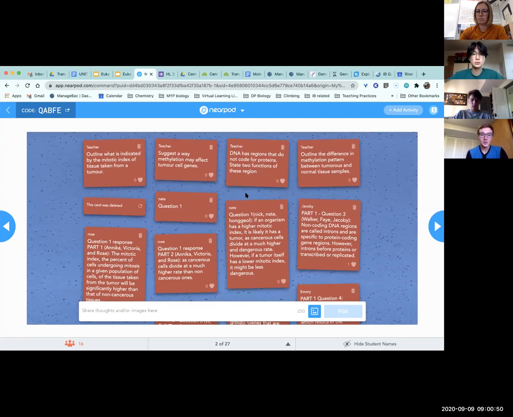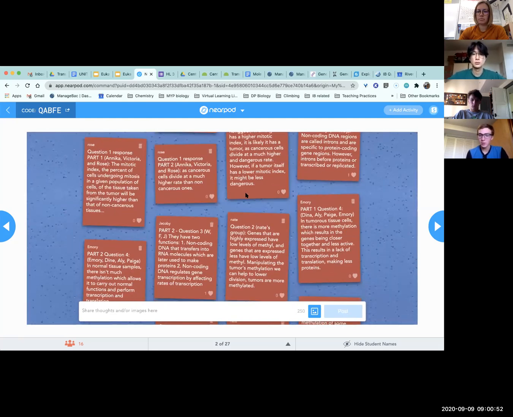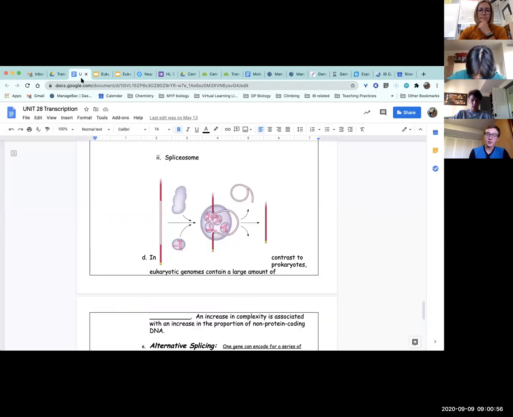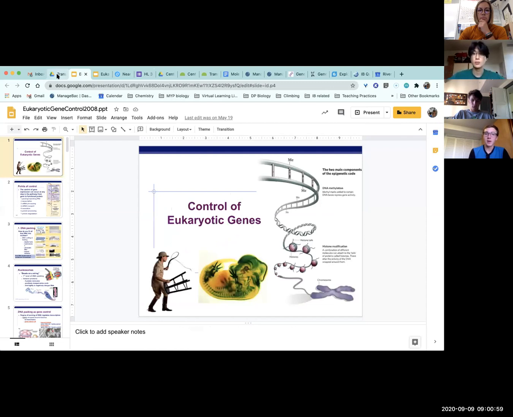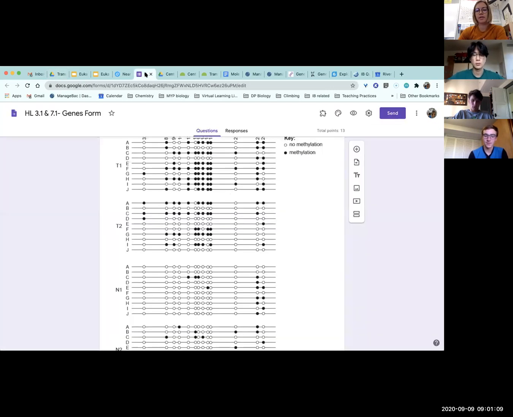For the notes, I was looking through the note packet. 3.1? Yes. Okay. And it seems like 3.1 is mostly about alleles and the passing down of genes rather than methylation in tumor cells. Am I correct when I'm saying that? You're 100% correct.